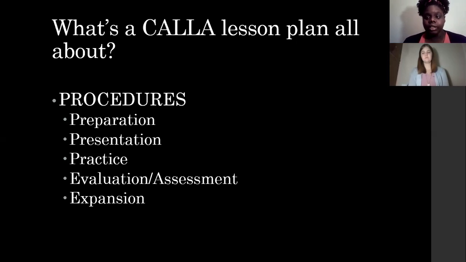And then expansion is, how do you drive it home? How do you put it in perspective so that they can actually remember it later and take it with them and apply it to their life? So expansion can look like discussion questions at the end. It's still kind of assessment, to assess did they really grasp it, but also it gives them something to take home. So it might be like a parent take-home sheet or something like that.